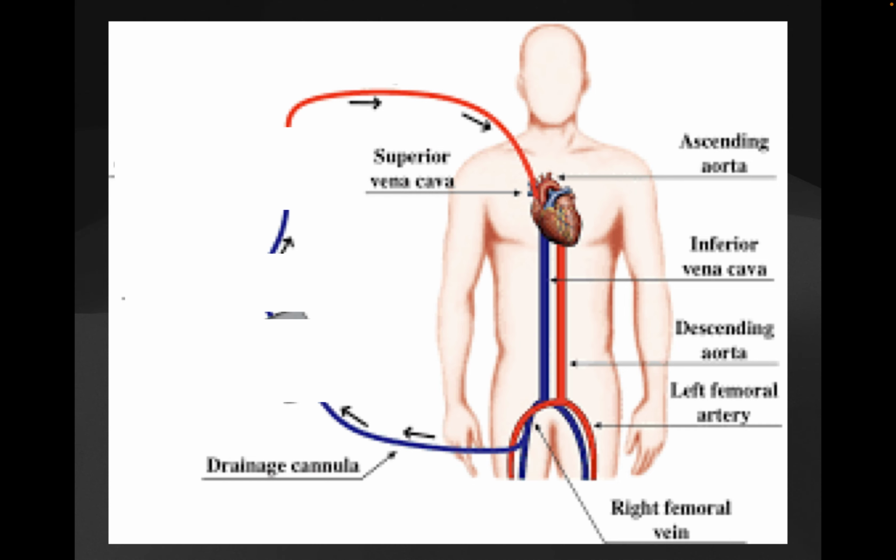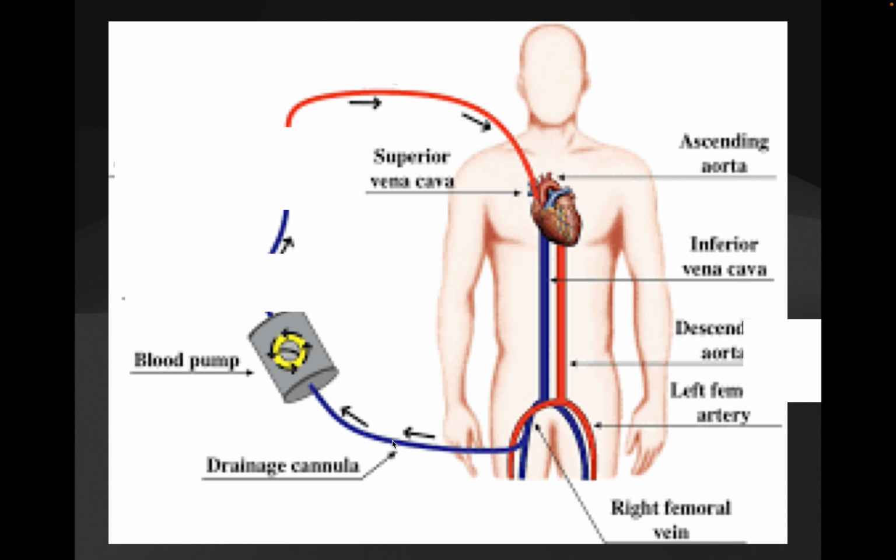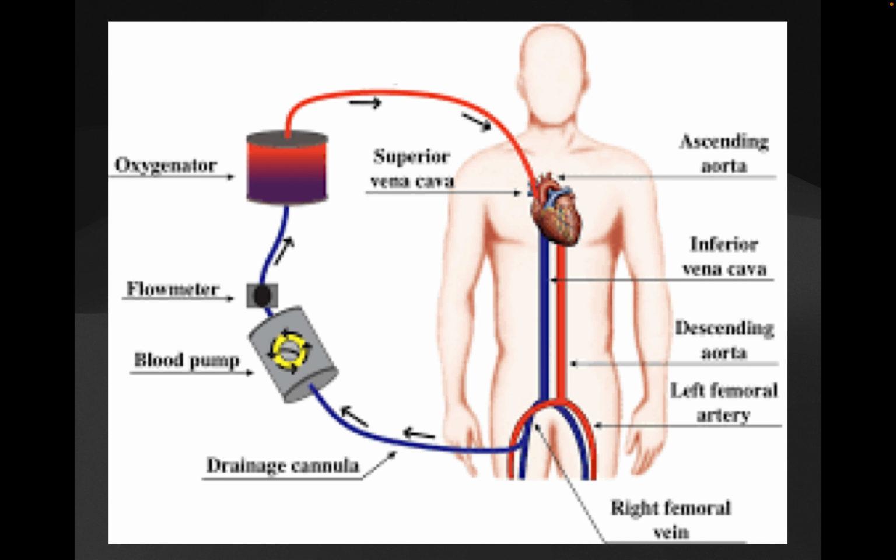So as we could see, you have a particular patient where a wider bore venous catheter is put in the femoral vein from where the blood comes out, and of course it will go to the pump, where the pump will pump the blood further, and it will go to the oxygenator, or the lung, which will oxygenate the blood.